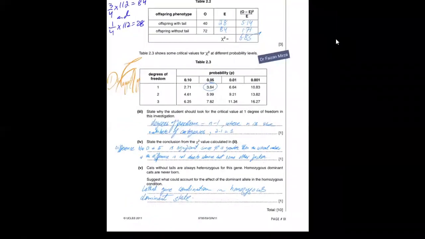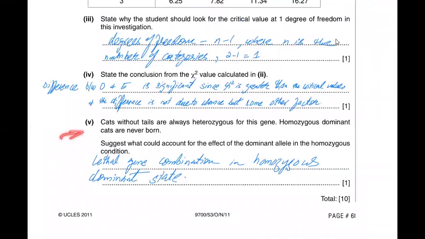So what further did the student do? Eventually, it was concluded in the study, obviously with some other experiments, that cats without tails are always heterozygous for this gene. Homozygous dominant cats are never born. Suggest what could account for the effect of the dominant allele in the homozygous condition. So if capital T, capital T were present together, what outcome would it have? Why is it not being produced? Why are they saying they are never born?